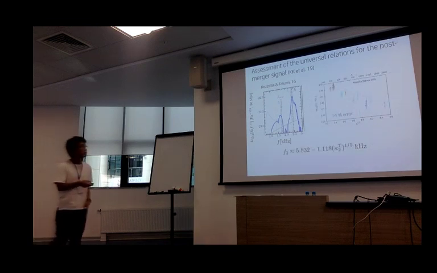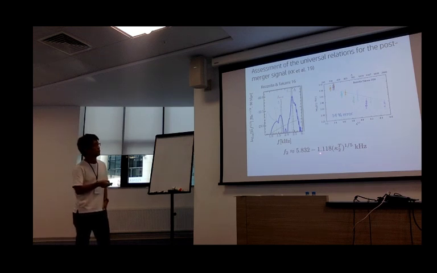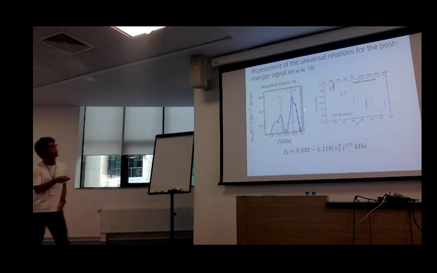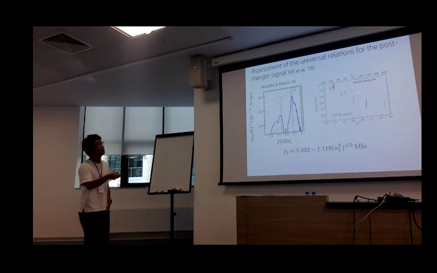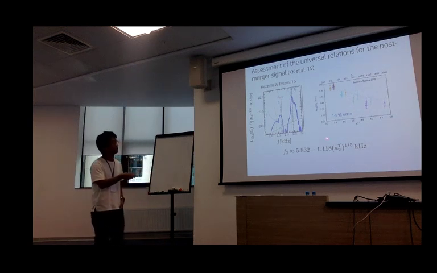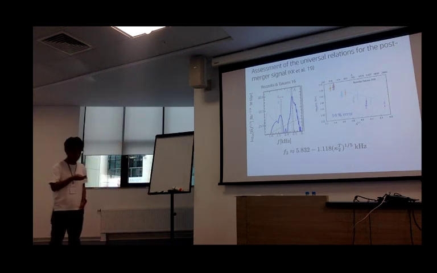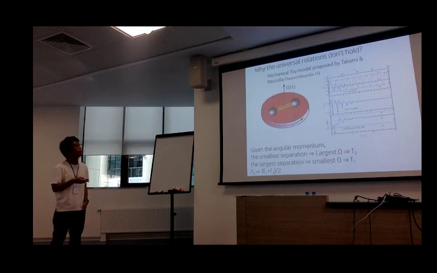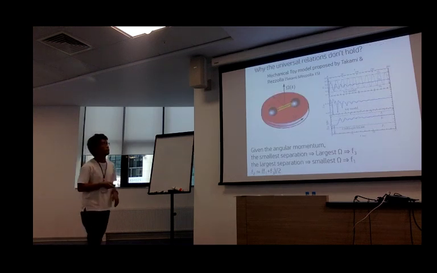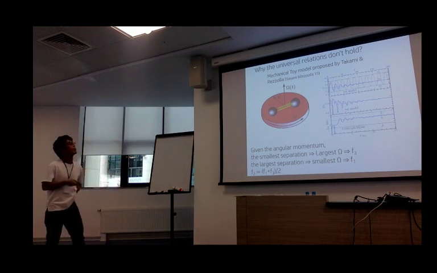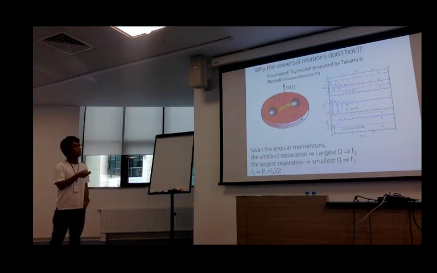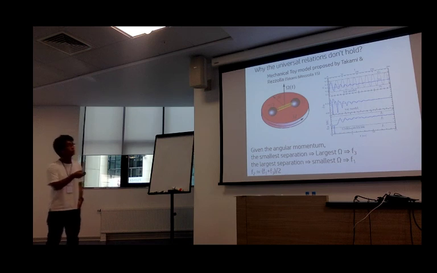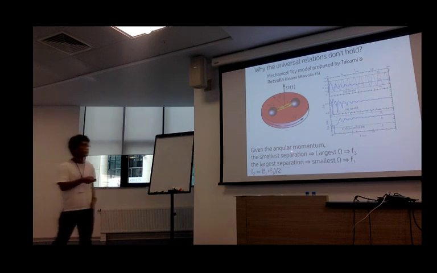So here is Lucianoi and Takami's proposed relation for the F2 tidal deformability relation, and here is our simulation data. We found that their relation produces 40% scatter. So why doesn't the universal relation hold? Takami and Rettora proposed a mechanical toy model to explain the F1 and F2 peaks.